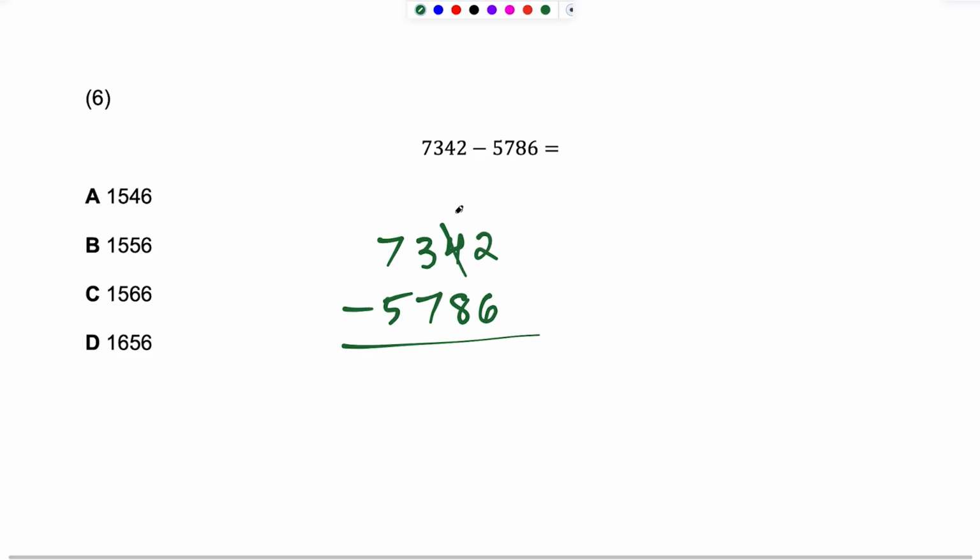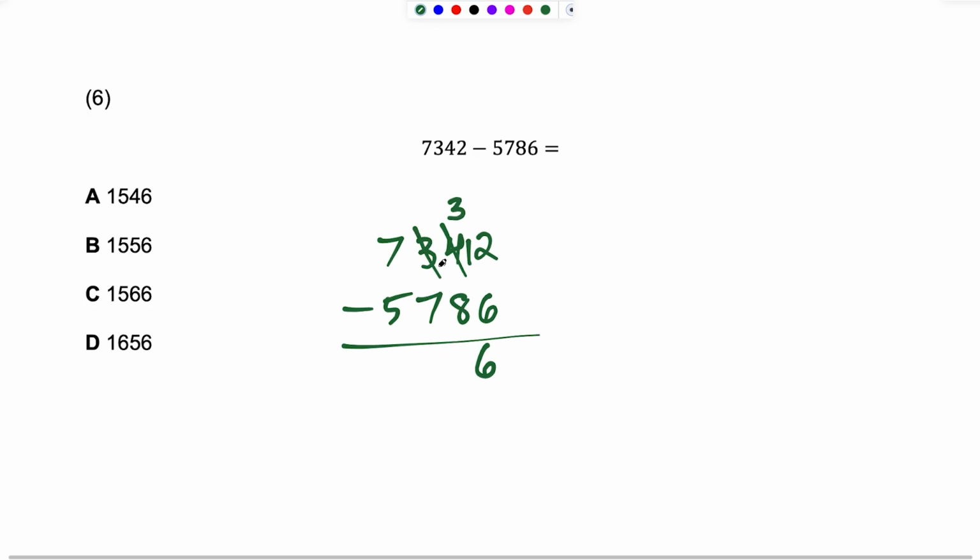So what I have to do is borrow from this place over here. So I borrow from the tens, and that would bump the 4 down to a 3. And then I put my 1 in front like this. So now I'm doing 12 minus 6 is equal to 6. And then I continue on. But once again, I have the issue of doing 3 minus 8. I can't do this because 3 is less than 8.